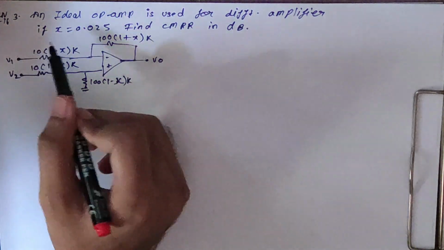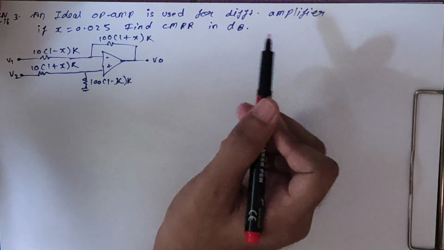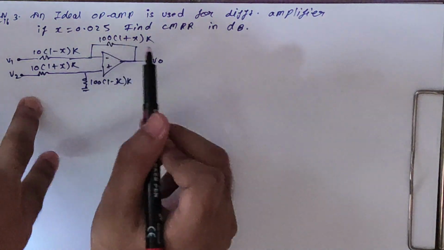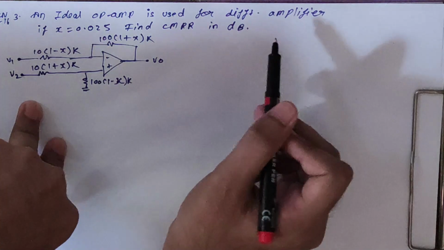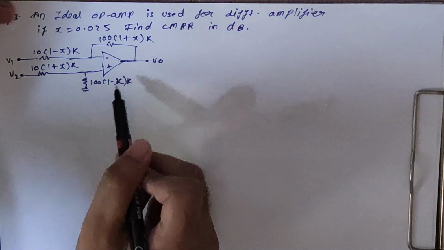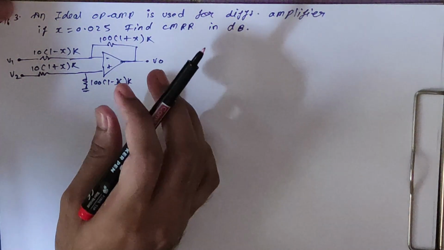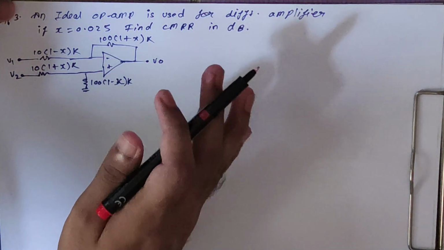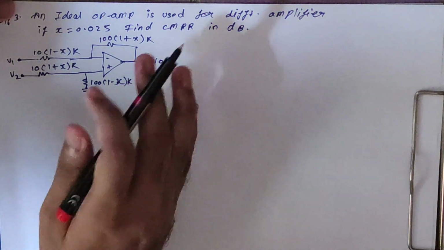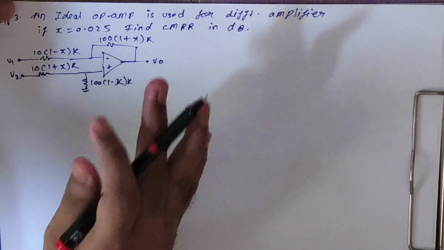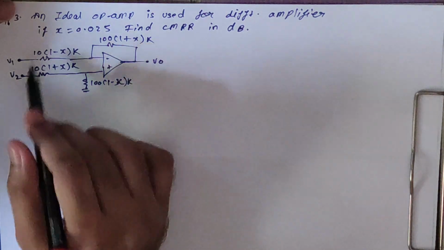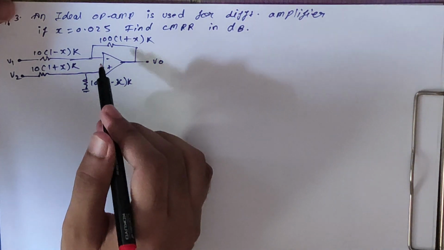This is of IN16. An ideal op-amp is used for a differential amplifier. If X is equal to 0.025, find CMRR in dB. And you can see in this question we have the same configuration, but the value given here is much more complicated. You can imagine if you go by the traditional way, then you have to spend at least 5 minutes to get the answer. But with the trick we can solve this sum also in 30 seconds to 1 minute.